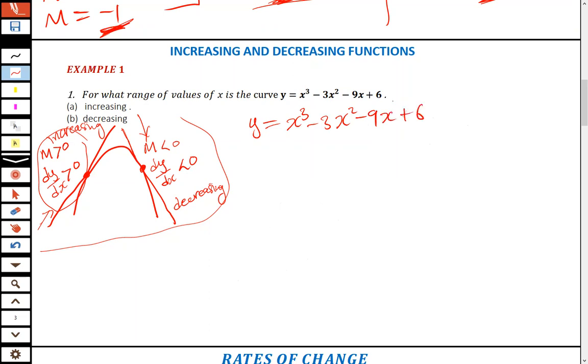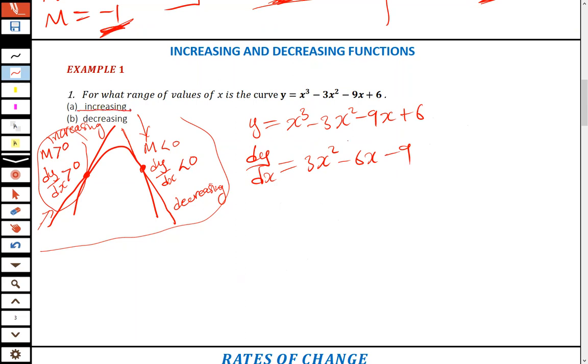So we have this function. So we find dy dx. So dy dx of this function will simply just be 3x squared minus 6x minus 9. So if this function is increasing, we're answering this question here.